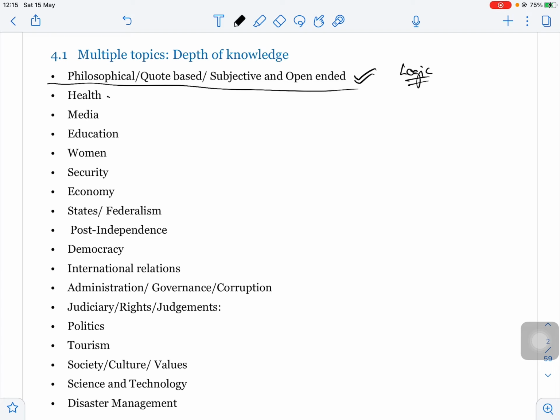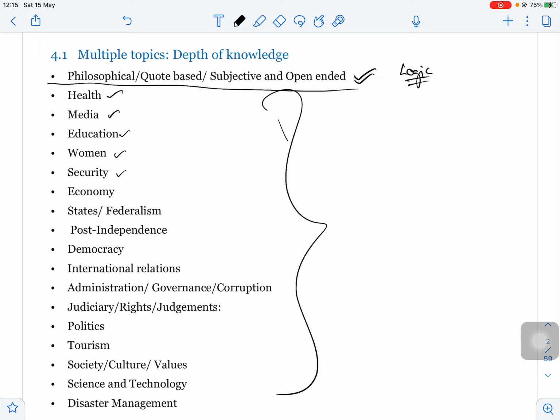The rest are health, media, education, women, security, economy, democracy. These are the things you see on a daily basis in the newspapers when you read your GS paper 1, GS paper 3, 4, whatever. So you get the holistic idea, right? This is your entire GS syllabus.